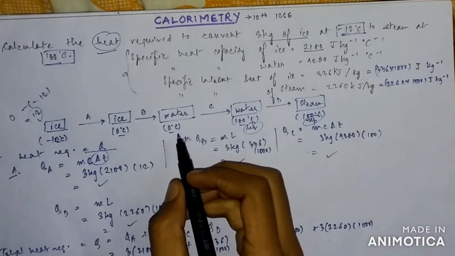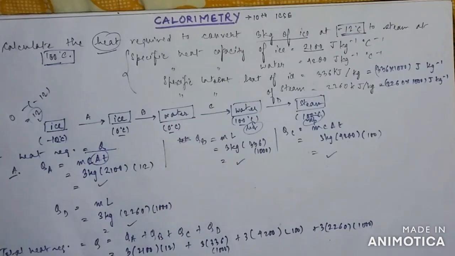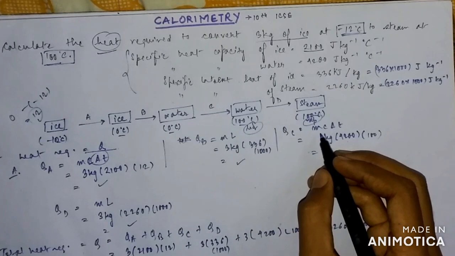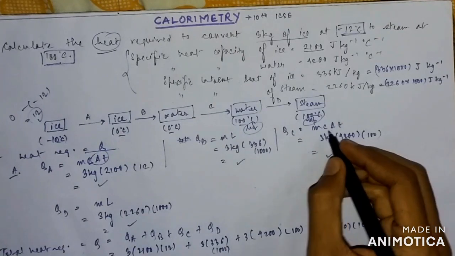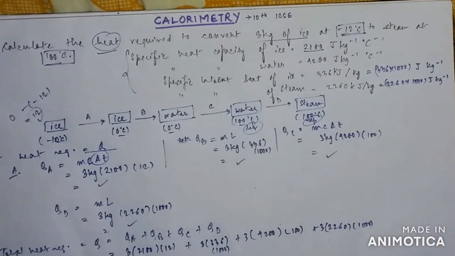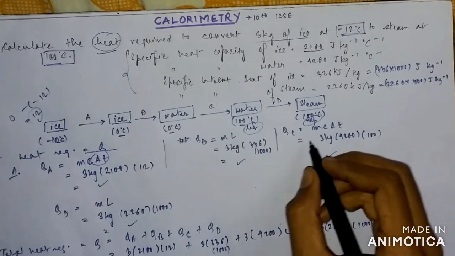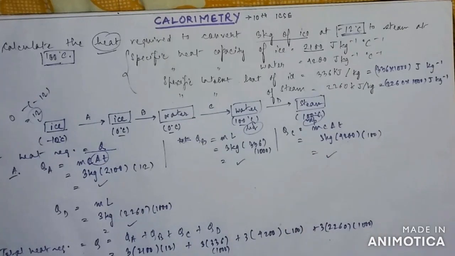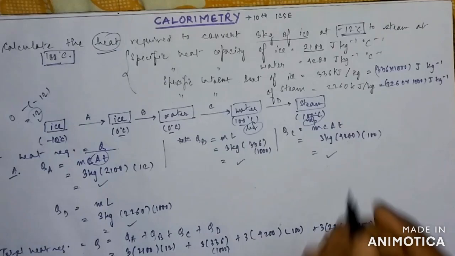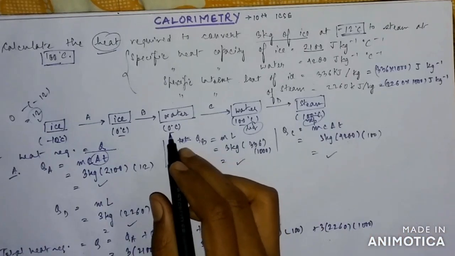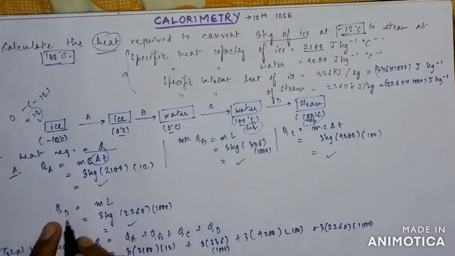Here once again we see water is being converted from 0 degree centigrade to 100 degree centigrade. So we apply mc delta T. This is not a change in phase, change in temperature is there, so we once again write mc delta T. Here m is 3 kg, C is 4200, and delta T is 100, because 100 minus 0 is 100.